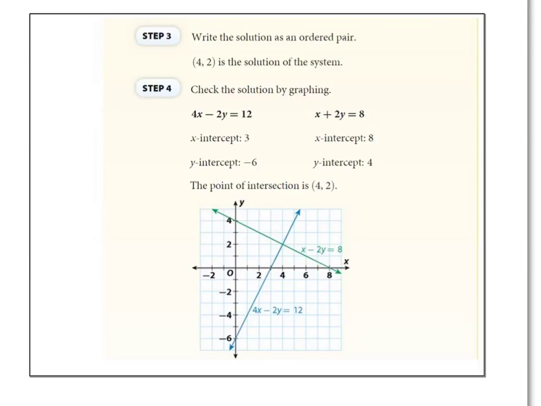So our solution is 4, 2, which means on a graph, the two lines would cross at one point, and that would be the point 4, 2. And again, that's what they did in step 4 to check it. Remember to also check it, you could plug it back into both equations to make sure it makes it true for both of them. So that's one worked out that you can go back to and refer to. We're going to actually work some out together because that's the easiest way to learn.